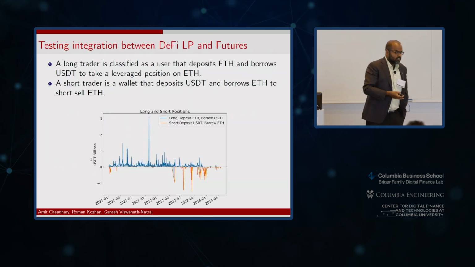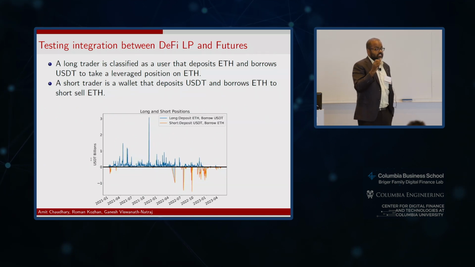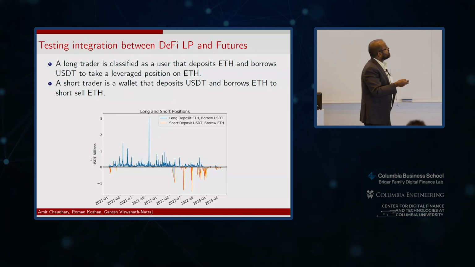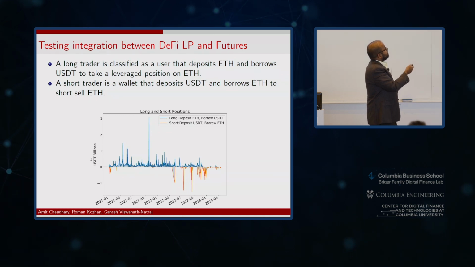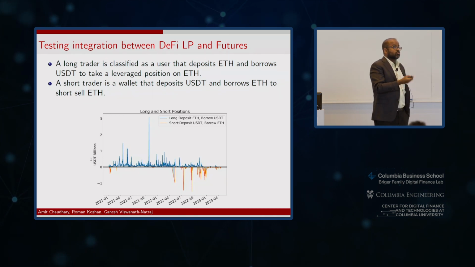So now to the empirical evidence. The first thing we are doing here is testing if there are long and short leverage positions happening in the market. So here, using transaction level data, we classify a long leverage position as depositing ETH as collateral and borrowing Tether, and a short leverage position as depositing Tether as collateral and borrowing ETH. So essentially, these are how we classify long and short positions.